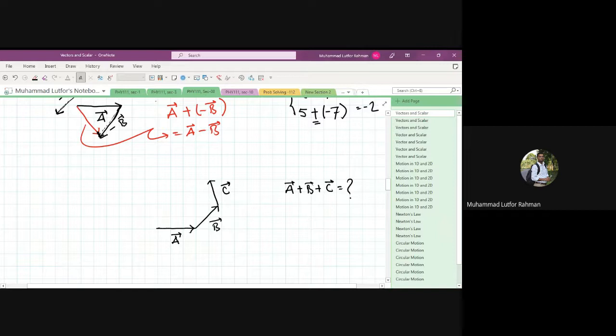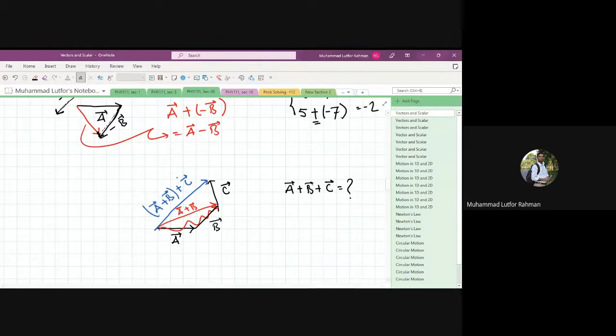First, I will add A plus B, it will give me that one, right? So this will be my A plus B. In that case, I can neglect this one. Right now, this A plus B head is connected to the tail of that C vector. Then I can say the resultant vector will be this one, which is actually A plus B plus C. Again, I'm using that vector triangle law.